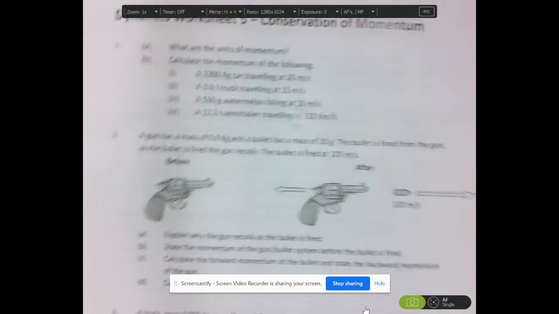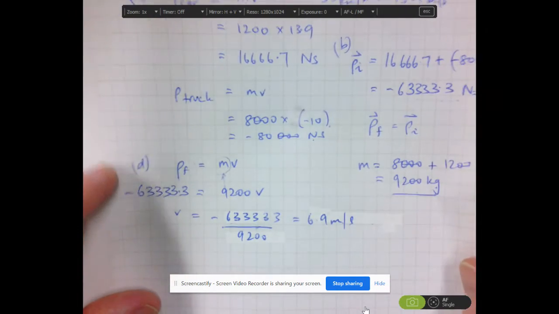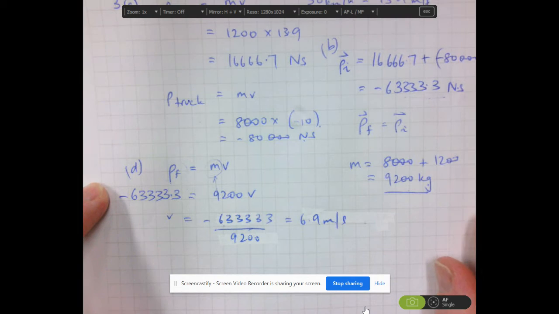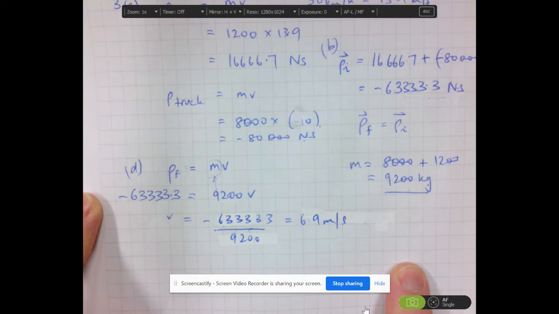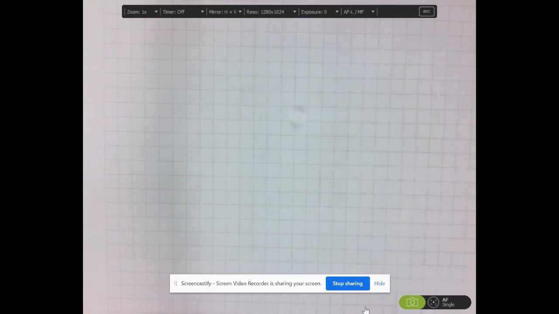We have just finished doing question 2 and question 3, though I think the video of the last one might have cut out before the final part of D, and there is the solution. I think we got up to this point and then the video cut out. So there is the answer to that.